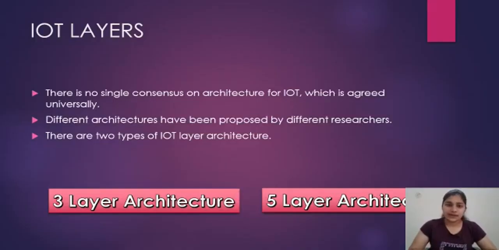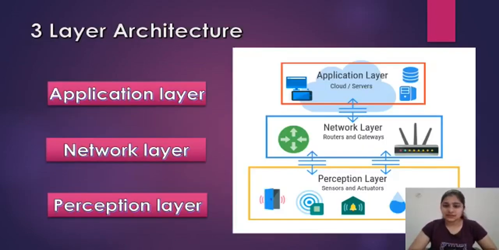Now we will discuss IoT layers. There is no single consensus on an architecture for IoT which is agreed upon universally. Different architectures have been proposed by different researchers. There are two types of IoT layer architecture, 3-layer architecture and 5-layer architecture. Firstly, we discuss 3-layer architecture. It was first introduced when the earliest research into the Internet of Things was being carried out. It has 3 layers: application layer, network layer, and perception layer.